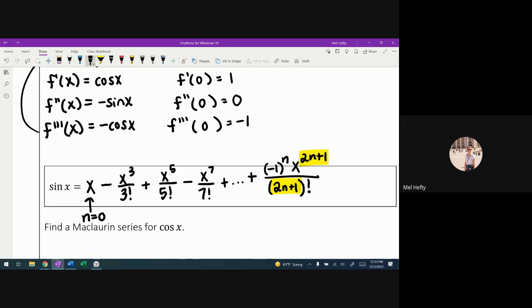All right, plug in 0 to 2n plus 1. 1. Plug in 1 to 2n plus 1. 3. Plug in 2 to 2n plus 1. Plug in 3. Does it work? Yes. So that's a really great way to do odd numbers.